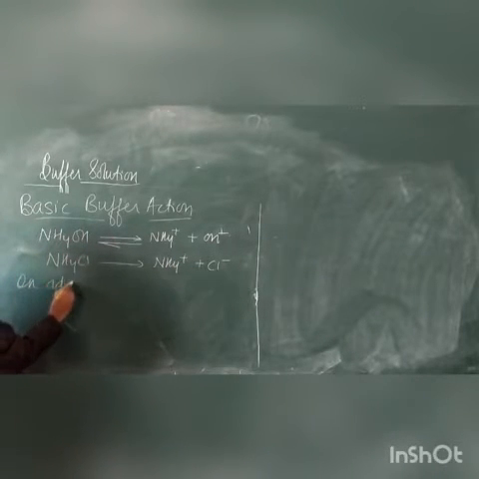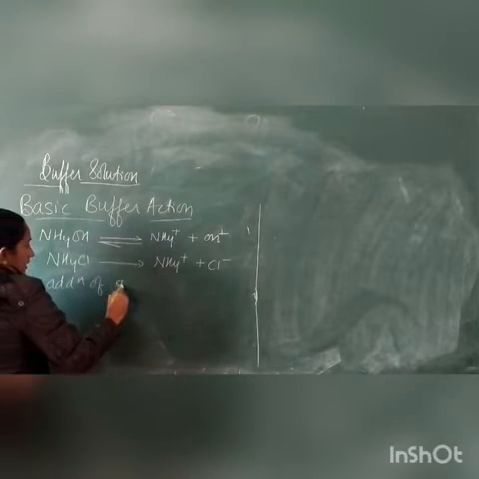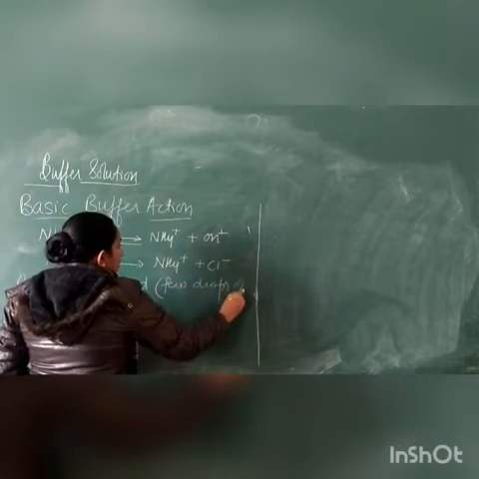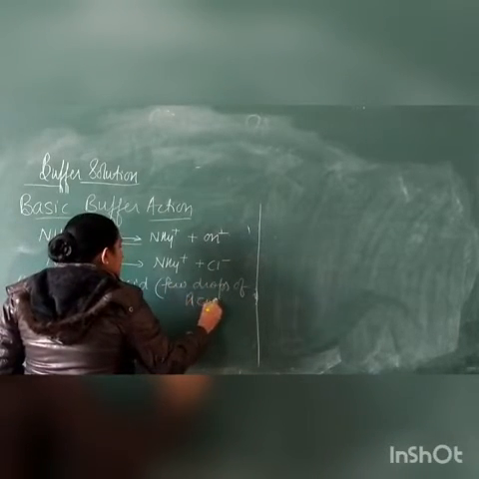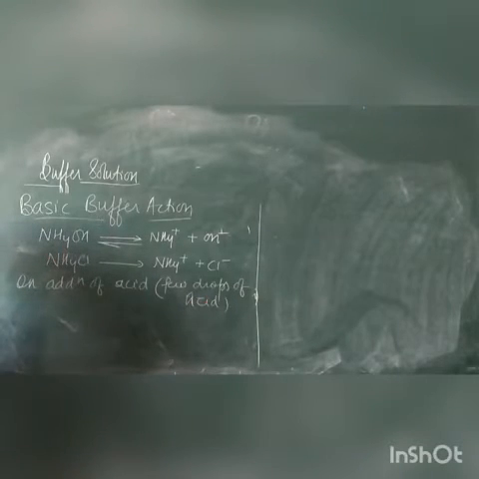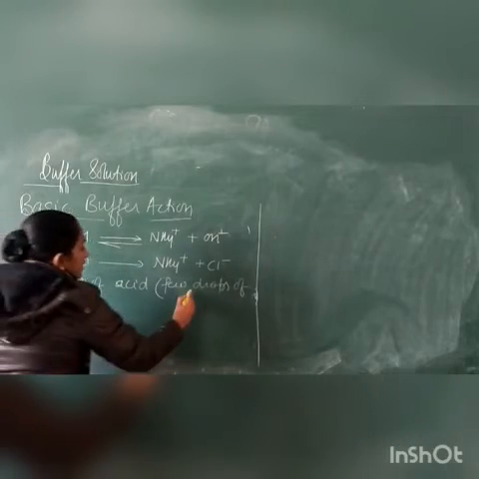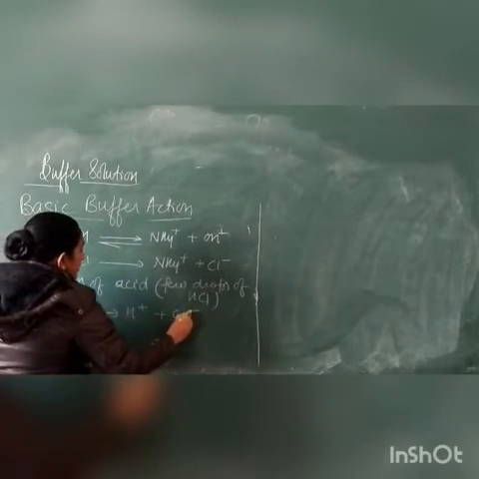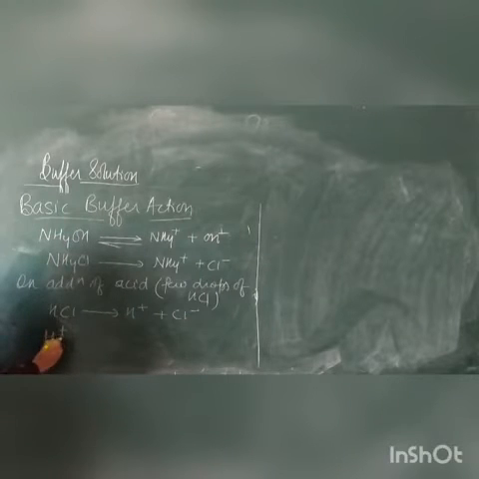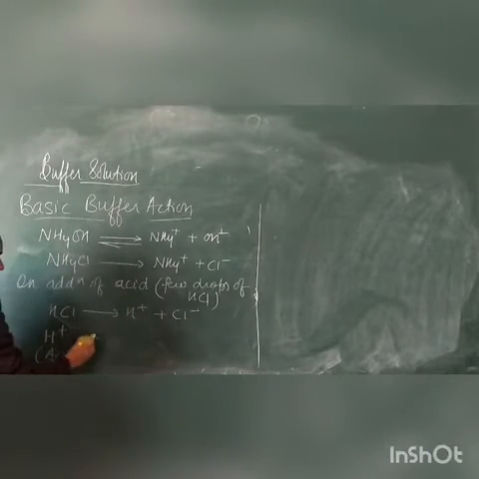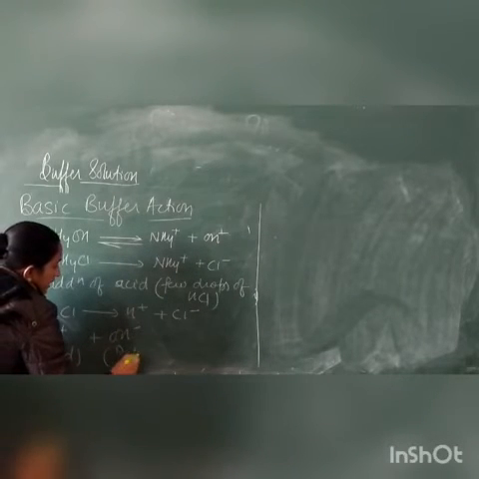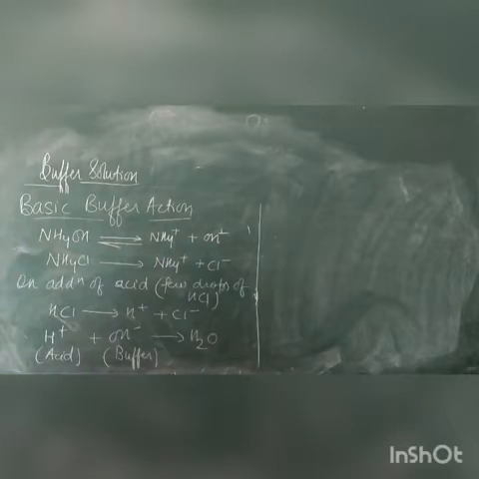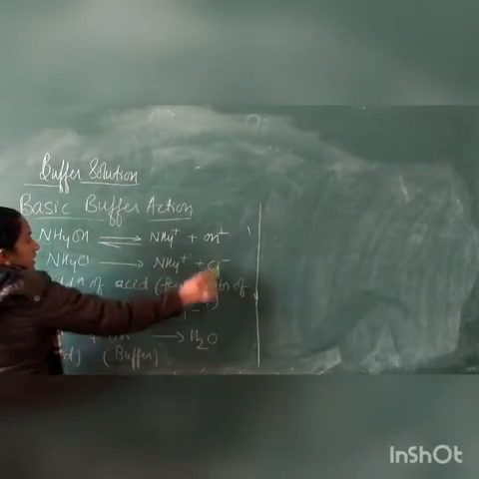So on addition of an acid, a few drops of H plus of acid. So when an acid, let it be HCl here, which we will take, a few drops of HCl. So HCl will be H plus and Cl negative. So the H plus from the acid will then combine with the hydroxyl ion, which comes from the buffer, and form H2O. So students, the water will form and the hydroxyl ion from the buffer is getting consumed, right?